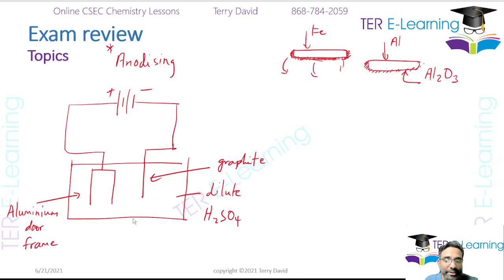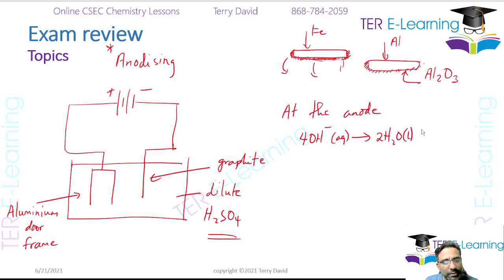So when you perform electrolysis here, this is what's happening at the anode. Because it's dilute sulfuric acid, and we did this before, OH minus is going to be discharged. So for OH minus, aqueous produces 2H2O liquid plus O2 gas plus 4 electrons. Please, again, learn this equation. You need to know this.